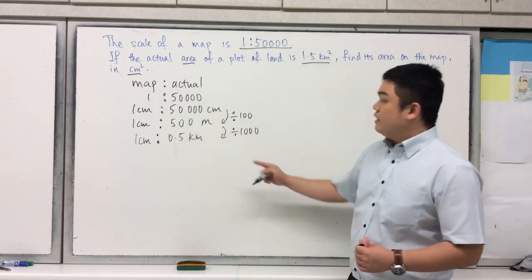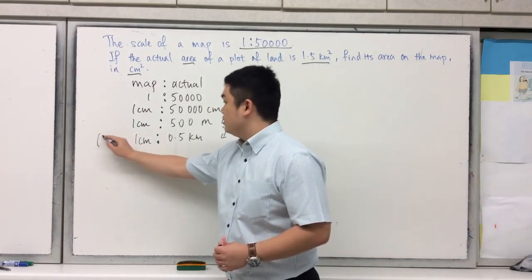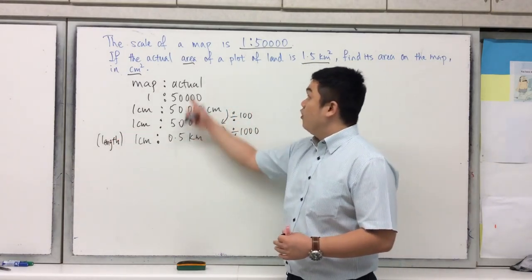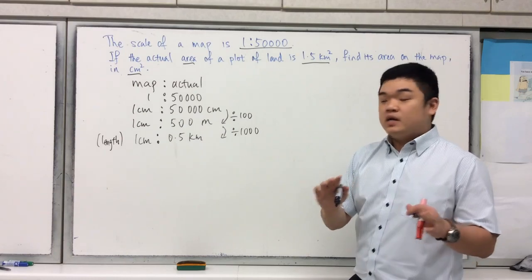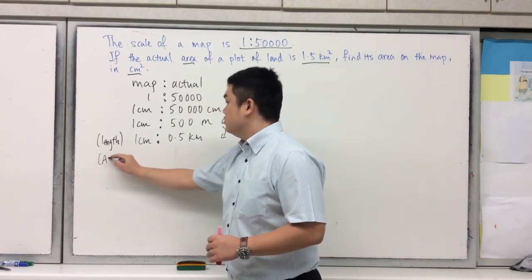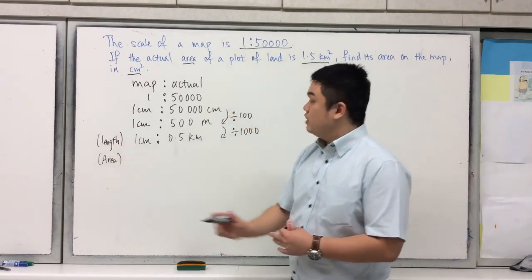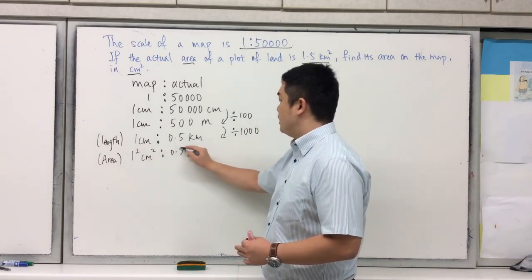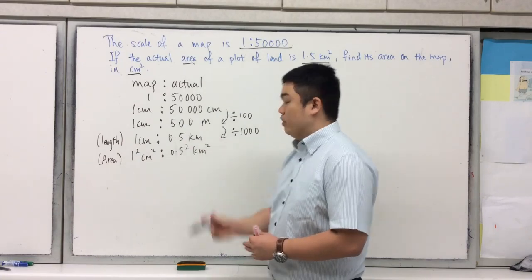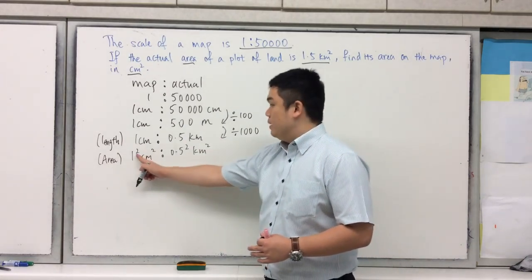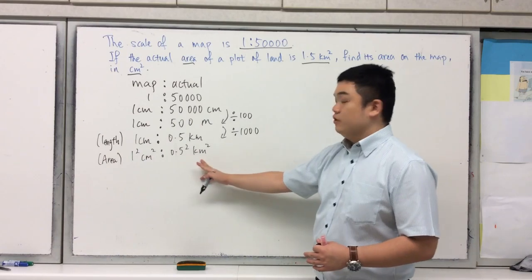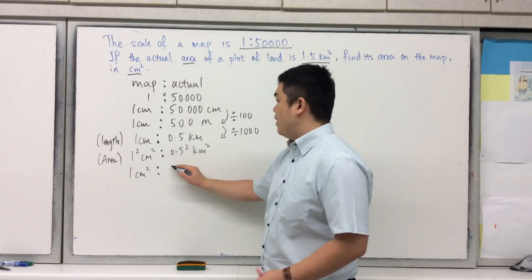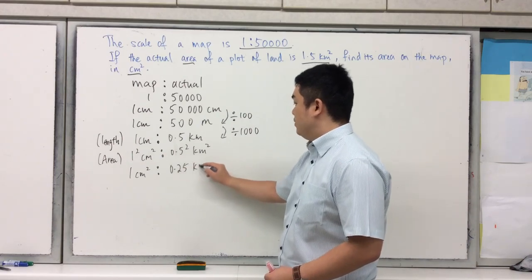Now, bear in mind that this is actually the scale for the length. Okay? This is the scale for the length. I cannot use this scale for area. So I have to square both sides to make it an area scale. So I square everything on the left hand side, and I also square everything on the right hand side. So can you see I put square on the numbers and the unit. Alright? So 1 square is actually 1. 0.5 square is actually 0.25 kilometers square.